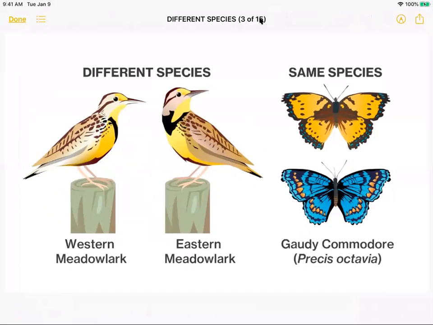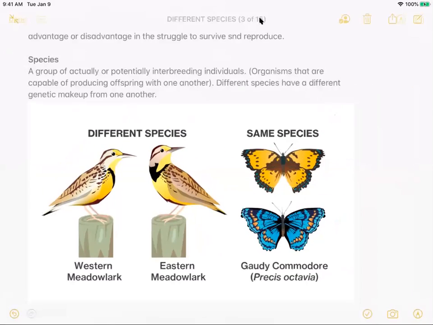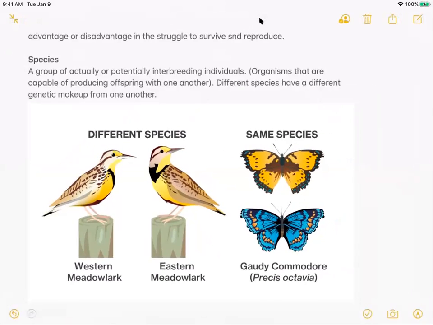But in the case of the gaudy commodore, which is a type of butterfly, they're the same species even though they look very different from one another. And that's because their genetic makeup is more similar and they can pass on traits by producing offspring.